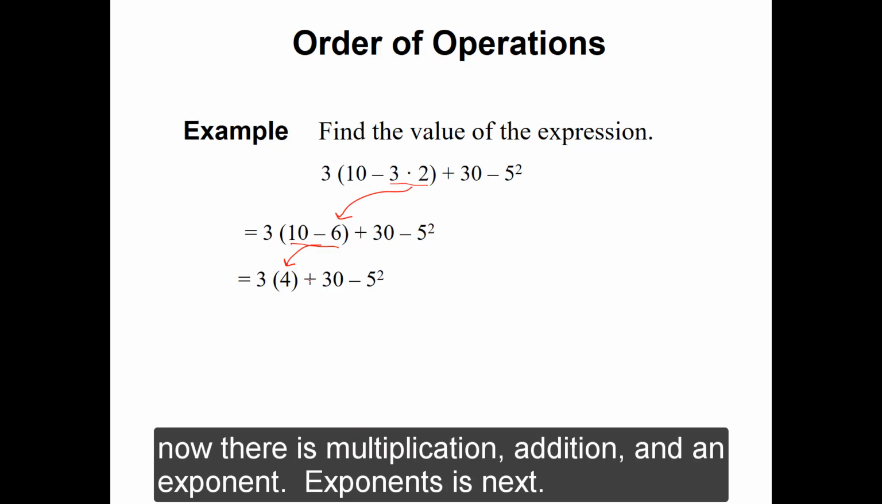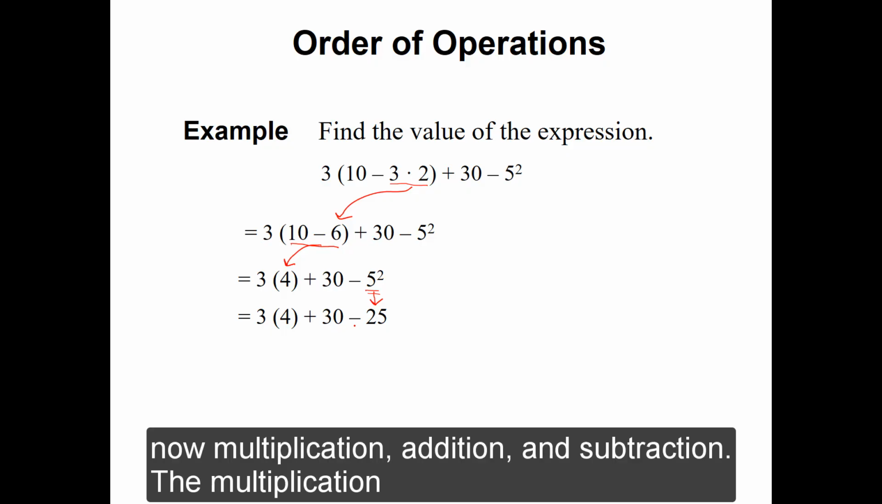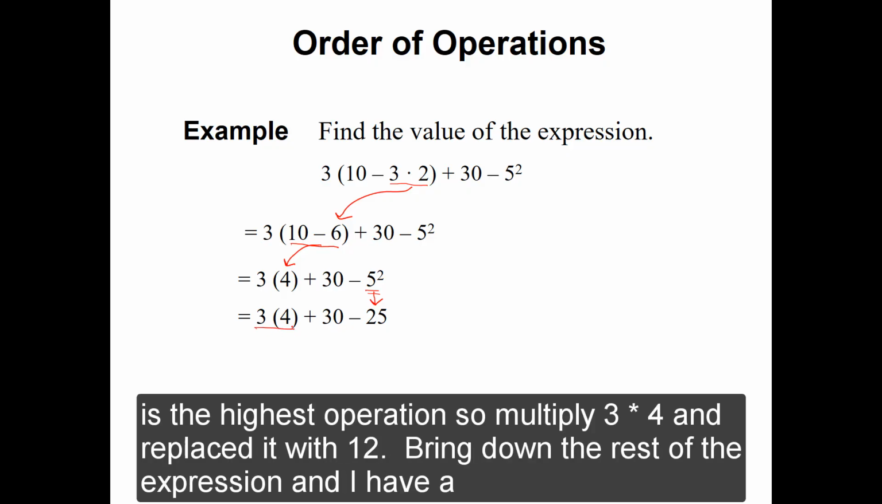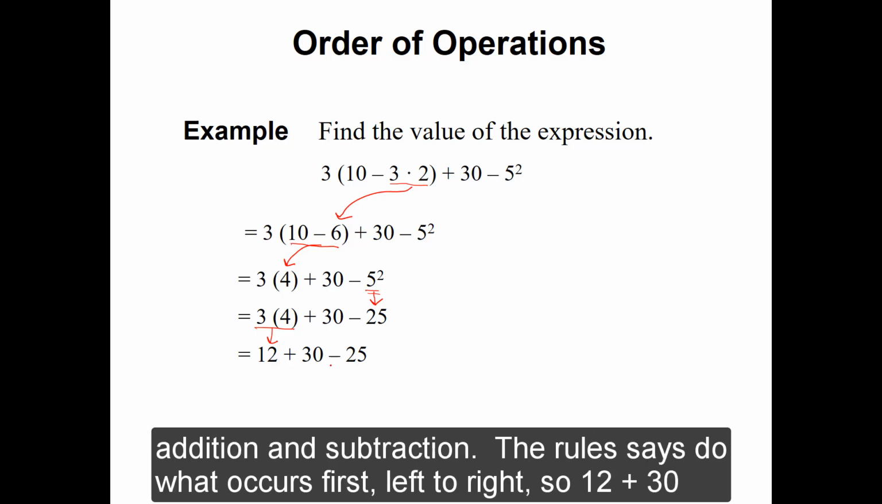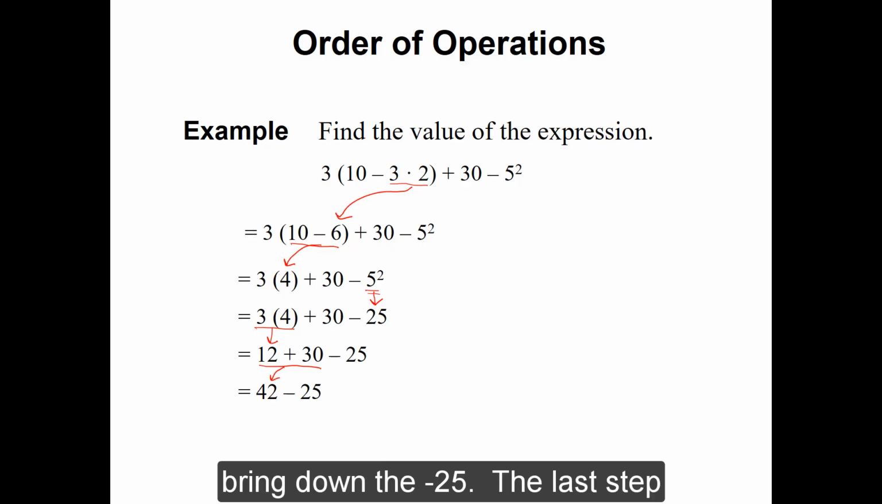Now I have multiplication, addition, and I have an exponent. Well, exponents would be next, so that would be the next item that I do. So 5 to the second power is 25, so I replace it, brought down the rest of the expression. Now I have multiplication, addition, subtraction. Well, multiplication is the highest operation, so I'll go ahead and multiply 3 times 4, replace it with 12, bring down the rest of the expression. And now I have addition, subtraction, so the rule says do whatever occurs first, left to right. So 12 plus 30 gives me 42, brought down the minus 25, and then finally my last step is to finish it off.